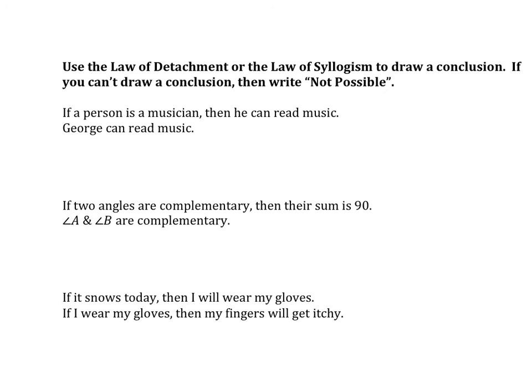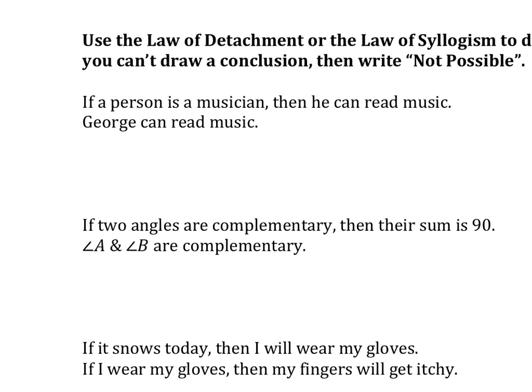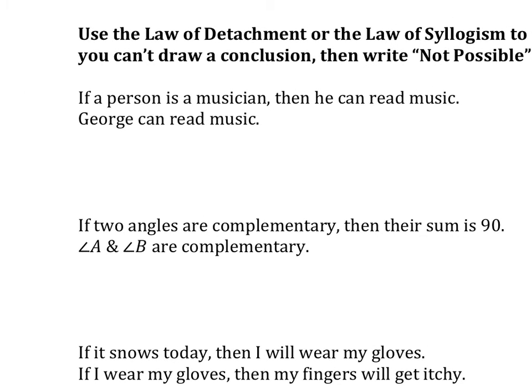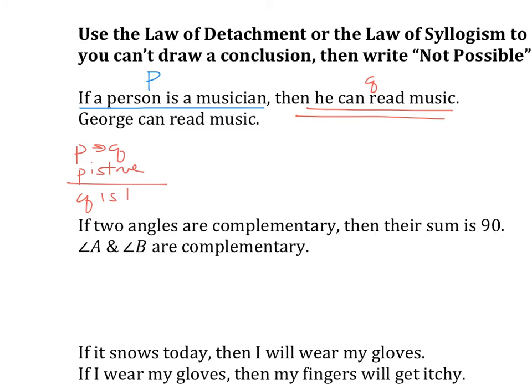This one says, use the law of detachment or the law of syllogism to draw a conclusion. If you can't draw a conclusion, write not possible. I'm going to make it a little bigger so we have a little more room here. This first statement says, if a person is a musician, that's our P, then he can read music. That's our Q. Remember we said it has to go if P then Q, and they have to tell you P is true, and then you can say Q is true. But if that's not the flow of it, you have to say not possible.